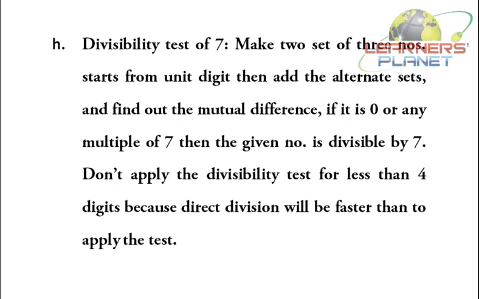Now let's see the divisibility test of 7. Let's see what it says. In this case we have to make sets of 3 digits, starting from the unit digit, then add the alternate sets and find the difference. If it is 0 or any multiple of 7, then the given number is divisible by 7. And we have to be careful that we should not apply the divisibility test for numbers with less than 4 digits, because in that case direct division will be faster than applying the test. To elaborate this method, let's take some examples.